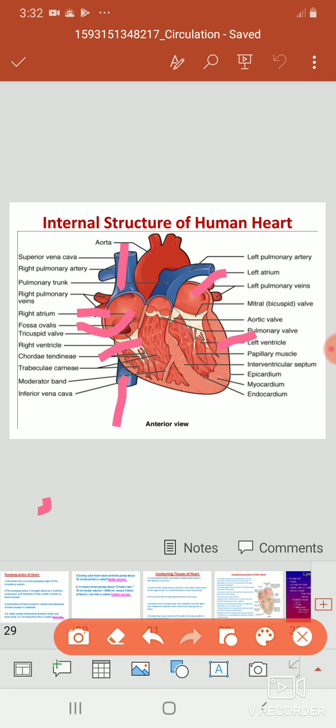Both the atria open into the ventricles of their respective side by the atrioventricular aperture. These openings are guarded by cuspid valves. The tricuspid valve is present between the right atrium and right ventricle, and the bicuspid valve, known as the mitral valve, is present between the left atrium and left ventricle. All these valves prevent the backflow of blood.